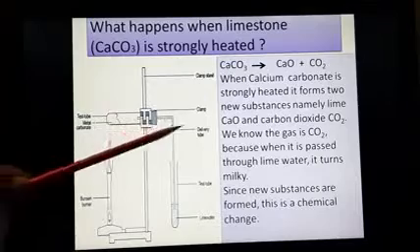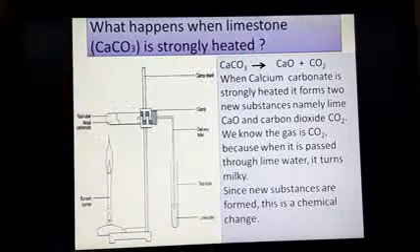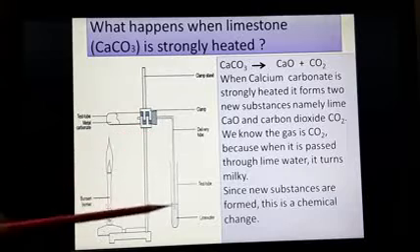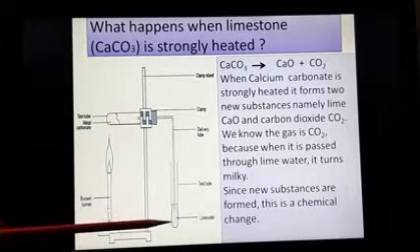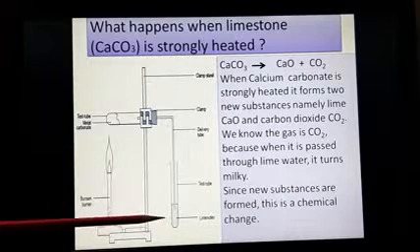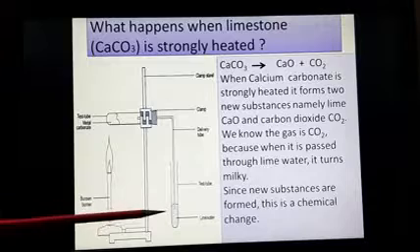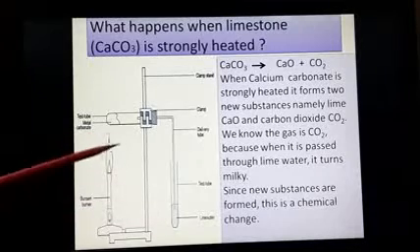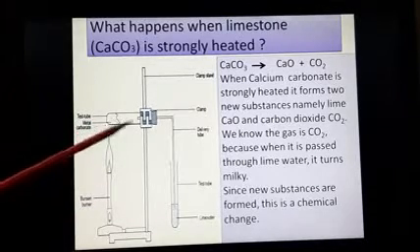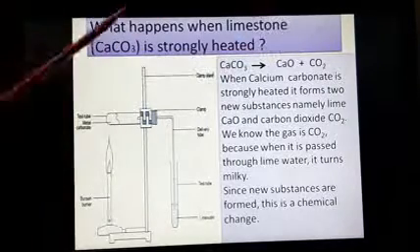So the gas gets liberated, and we can find out whether this gas is really carbon dioxide if we pass this gas through a test tube containing lime water. And we know that if the lime water turns milky, it simply tells us that the gas that is getting into it is carbon dioxide. So by doing this test, we confirm that one substance that is evolved when heating calcium carbonate is carbon dioxide.